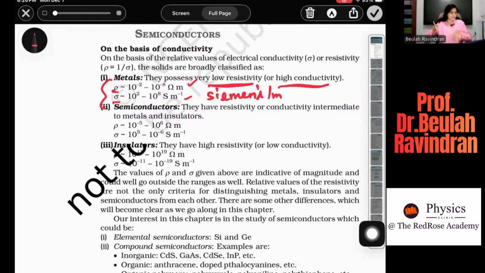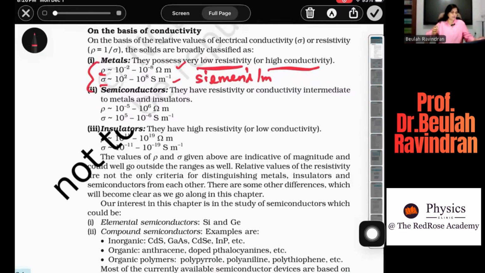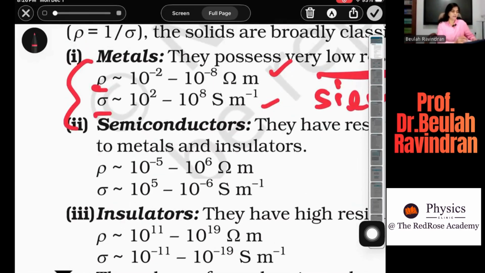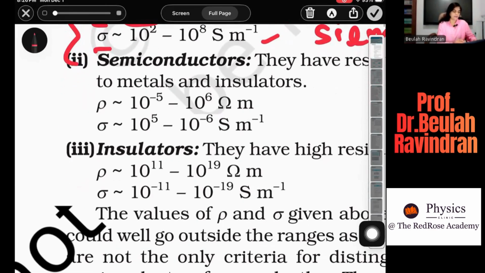So its rho is 10 power 11. Resistivity is 10 power plus 11. See, the resistivity of metals is maximum 10 power minus 2 and 10 power minus 8 like that. It is 10 power 11 to 10 power 19. Resistance is very high in the insulator. So it doesn't allow the charges to flow through. So sigma, the conductivity, is very less when compared to this.